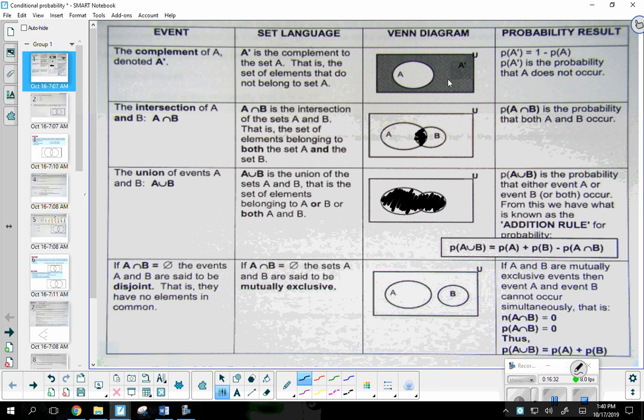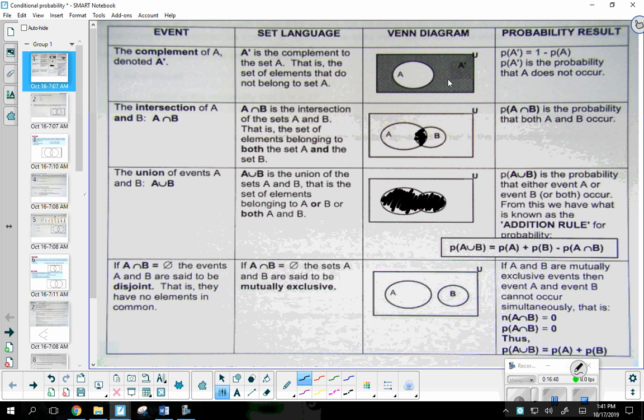And then we have down here, if A intersecting B is equal to the null set, the empty set, we can call that disjoint. They have no elements in common. This is what we refer to as mutually exclusive.